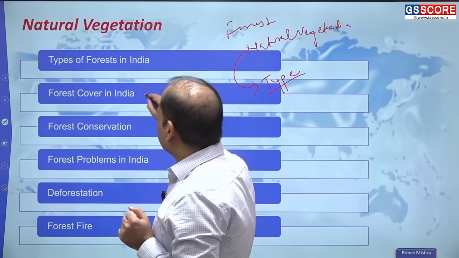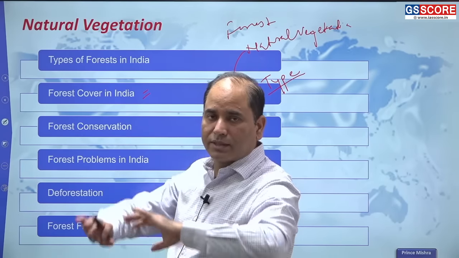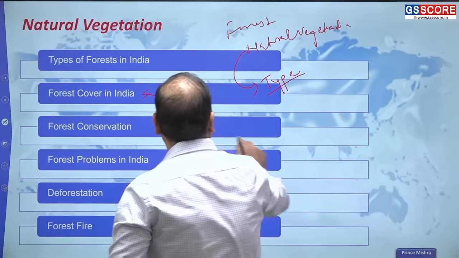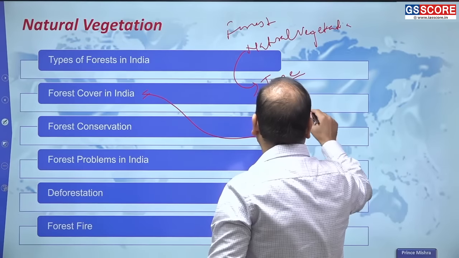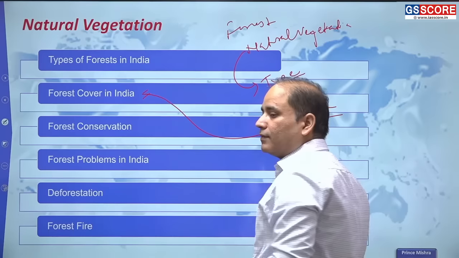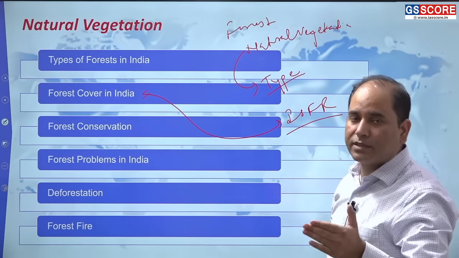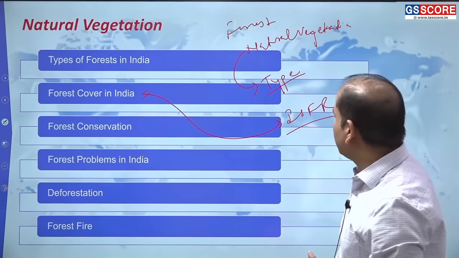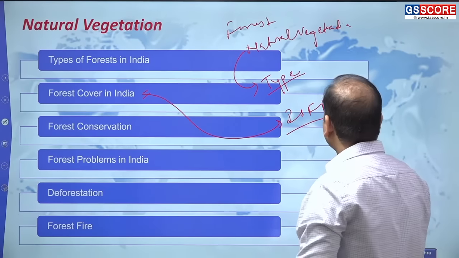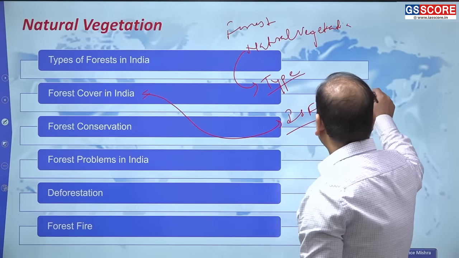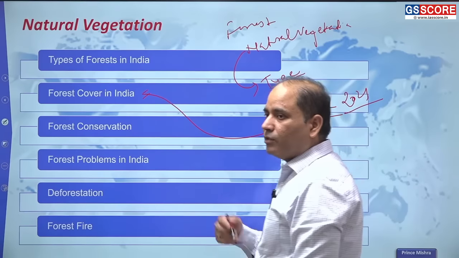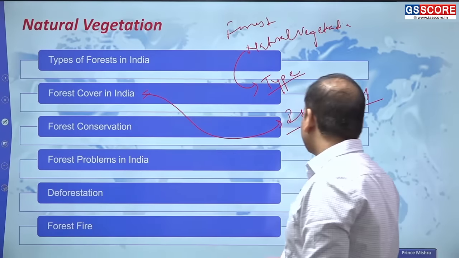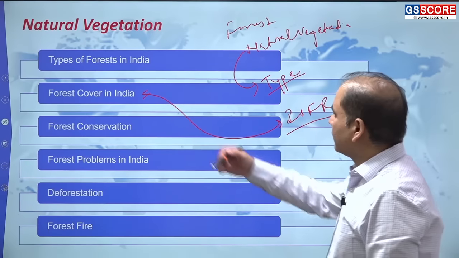Then the forest cover in India. So what is the forest size of our India? In this forest cover, a very important source will be the India State of Forest Report. The India State of Forest Report is published by the Forest Survey of India, which is a department under the Ministry of Environment, Forest and Climate Change. It comes out with biennial reports. So after every 2 years, it releases its report of the Forest Survey.